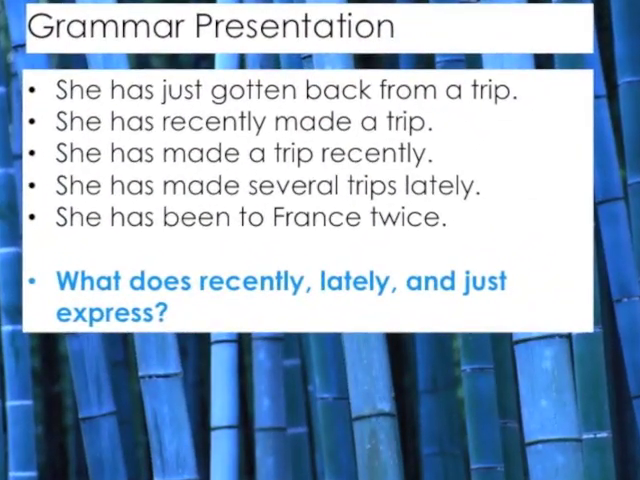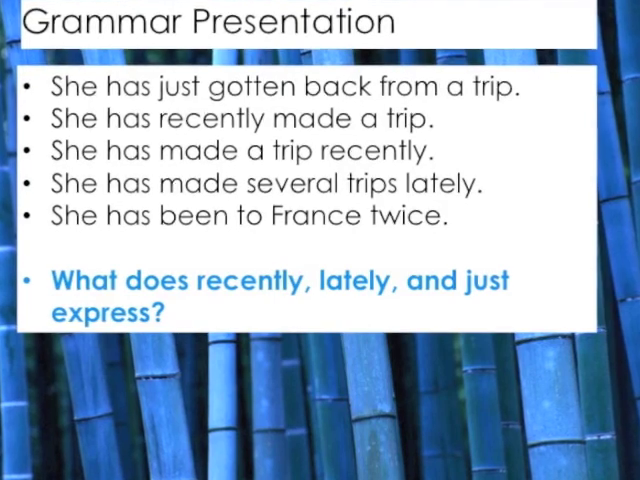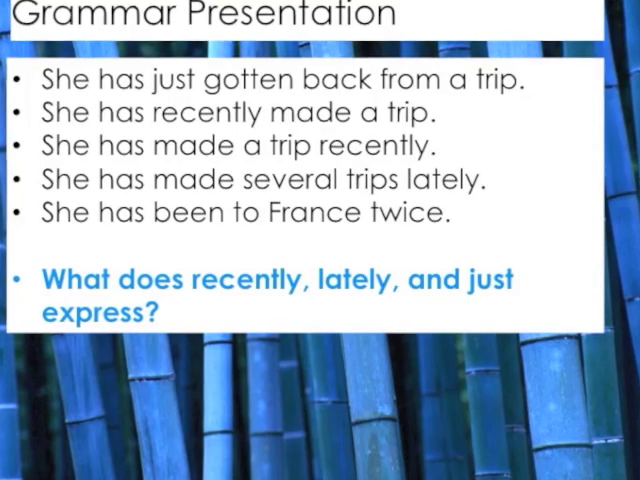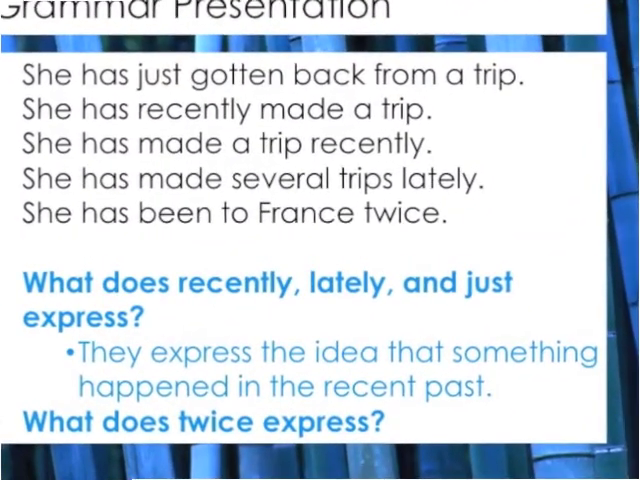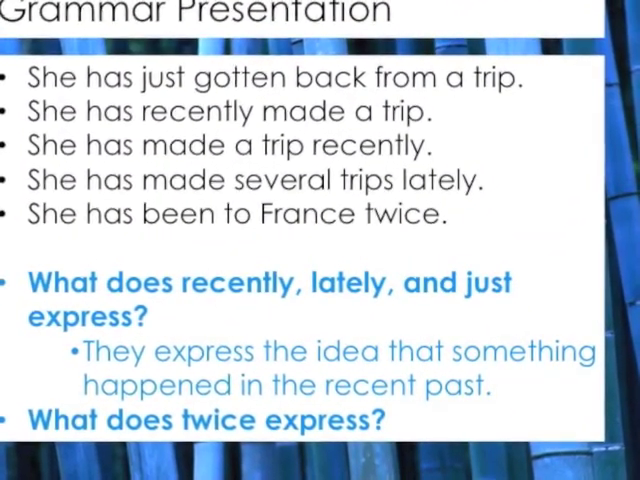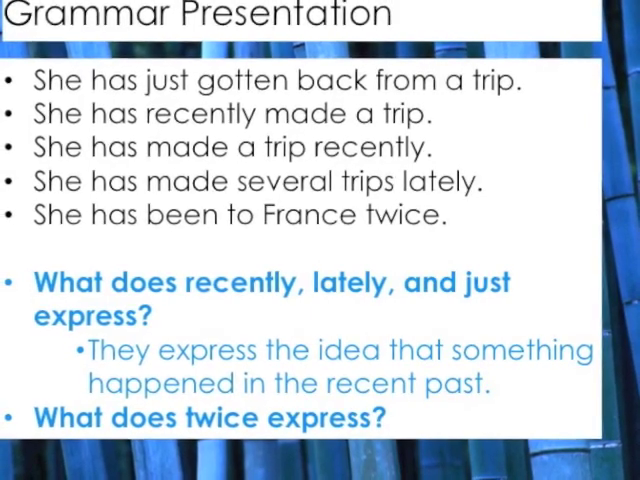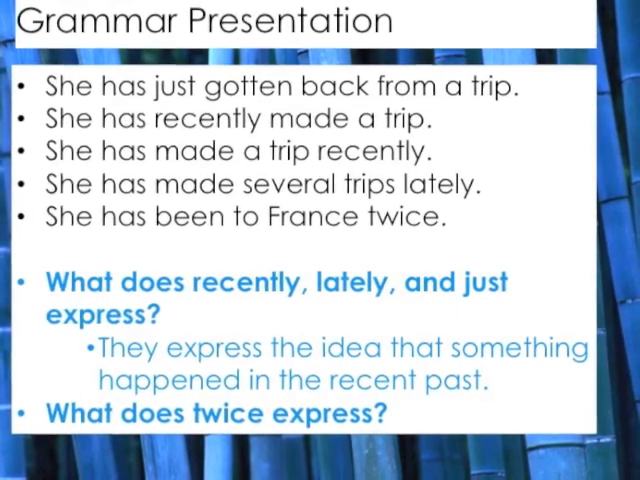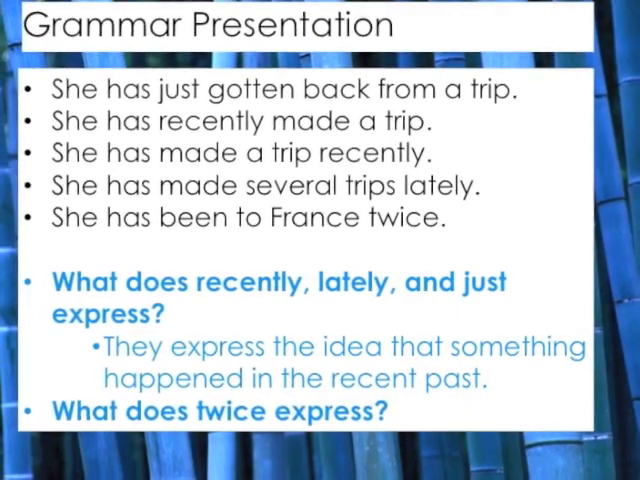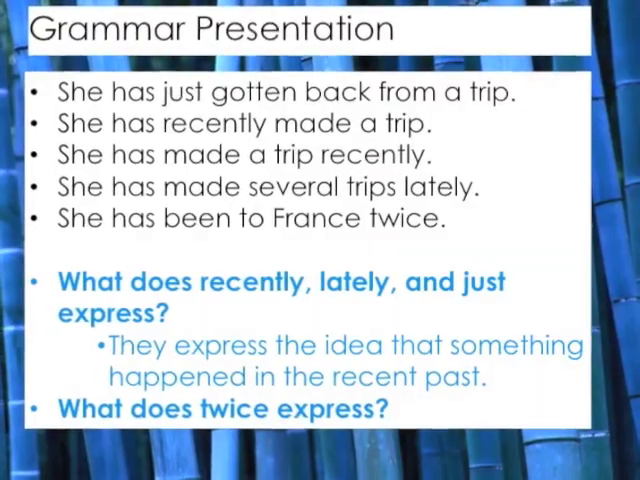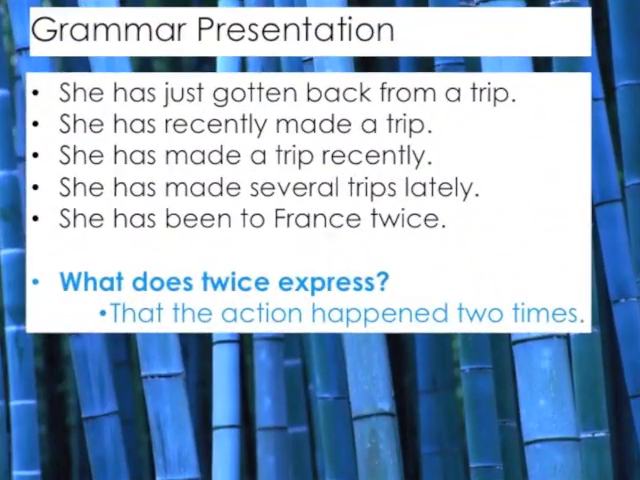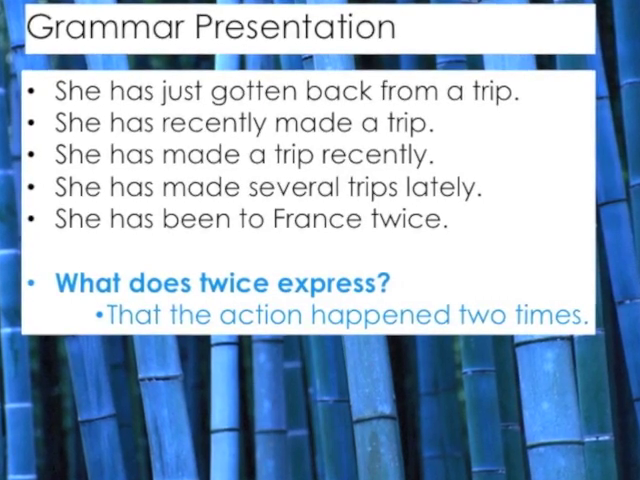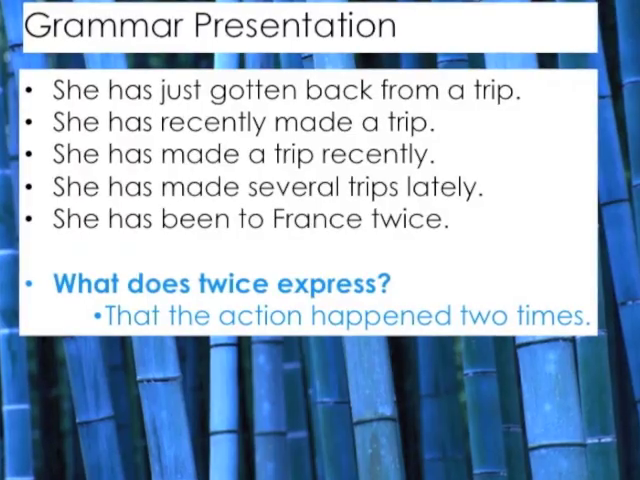So let's look at these sentences some more. What do you think recently, lately, and just are expressing in these sentences? These 3 words are expressing the idea that something happened in the recent past. It's something that didn't happen very long ago, but it was still in the past. What does twice express? I'm pretty sure you already knew this, but twice expresses that the action happened 2 times.